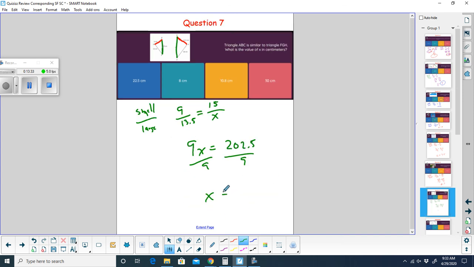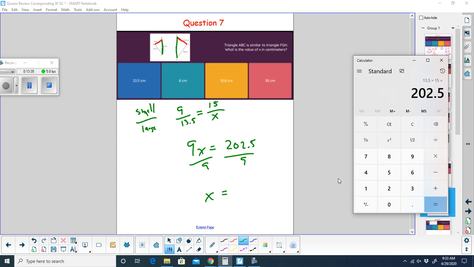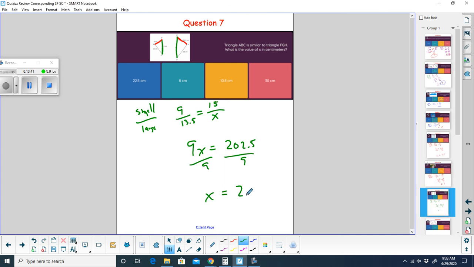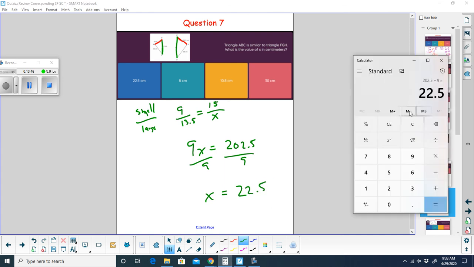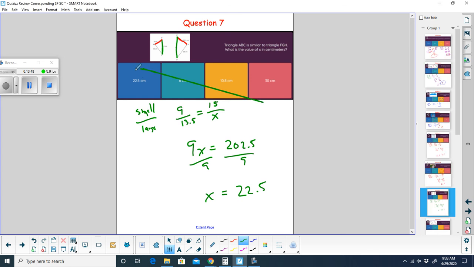So you get x equals 202.5 divided by 9 equals 22.5, just to show you. Yep, 22.5. Oops, that was interesting how that happened. 22.5 is the missing piece. That's the piece that corresponds with 15 in the small, 22.5 in the large scale copy.